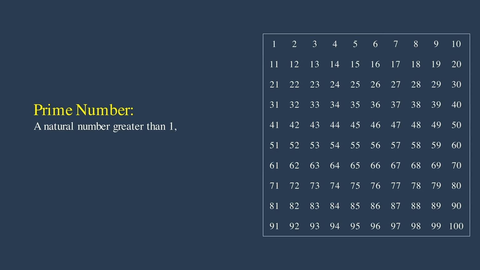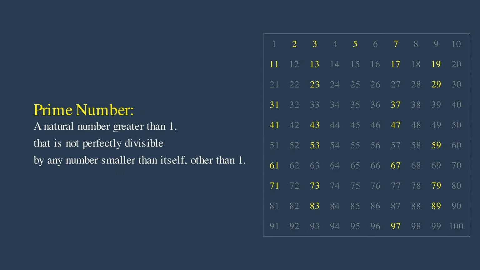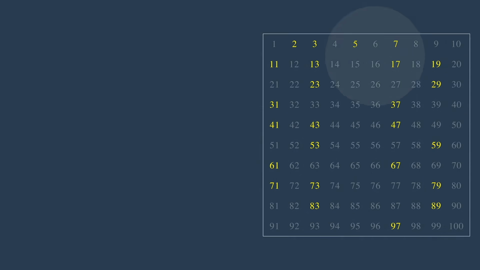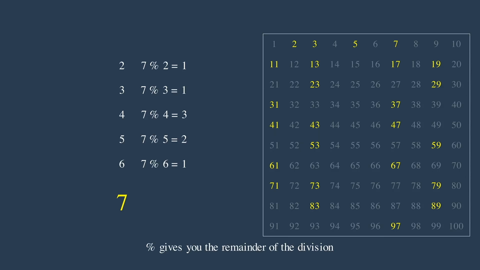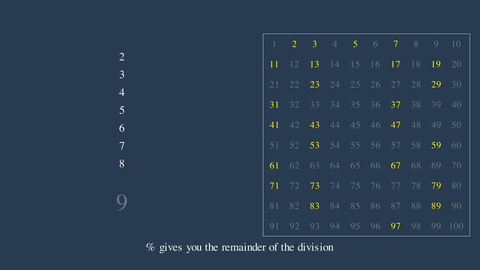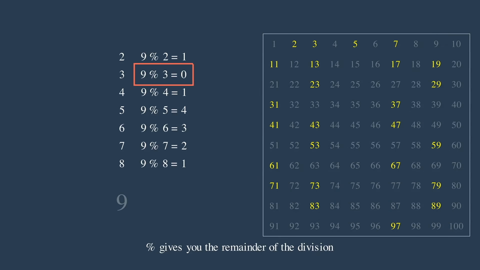Let's take a quick detour into prime numbers. Quick review. A prime number is a natural number strictly greater than 1 that is not perfectly divisible by any number smaller than itself other than 1. For example, 7 is a prime number because when 7 is divided by any smaller number, the remainder is always non-zero. 9, on the other hand, is not a prime number because 9 divided by 3 is 3, with a remainder of 0.